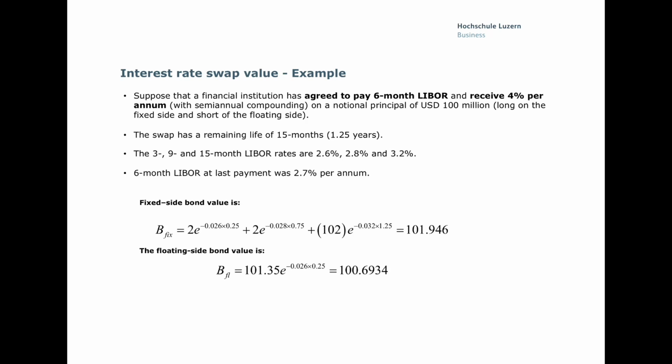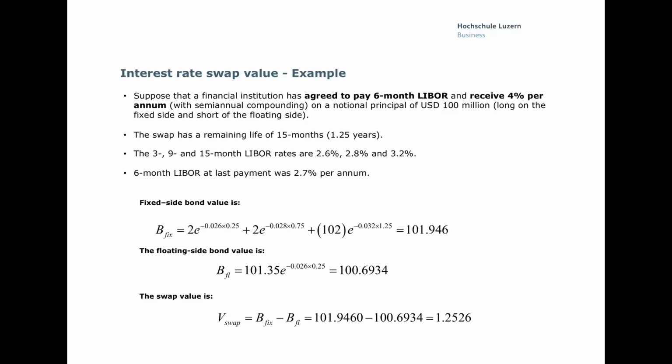The floating rate bond produces a cash flow of $101.35 million in 3 months, consisting of the principal of $100 million and interest rate payments of $1.35 million based on the 6 months LIBOR. The present value of the 3 months cash flow of the floating rate bond is then $100.6934 million.